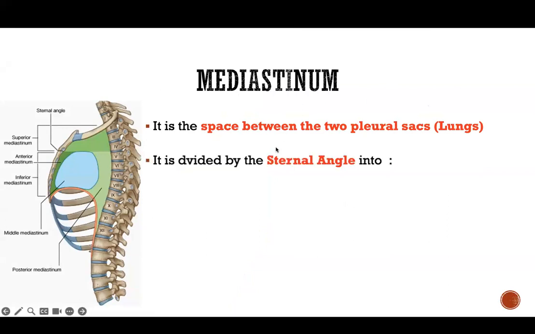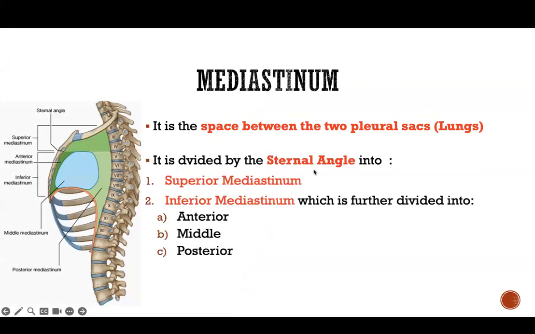The mediastinum is divided by the sternal angle, and we'll talk more about the sternal angle in a bit, but it's divided into a superior mediastinum and an inferior mediastinum. And just because medicine likes to complicate stuff, the inferior mediastinum is further divided into an anterior mediastinum, middle mediastinum, and a posterior mediastinum, okay? And at the front, you have the sternum, and at the back, you have the vertebra, okay?